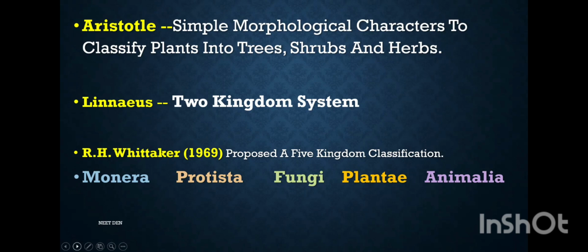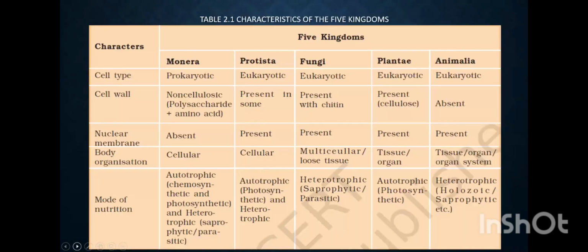Thus, in 1969, it was R.H. Whittaker who proposed a 5 kingdom classification, which consisted of Kingdom Monera, Kingdom Protista, Kingdom Fungi, Plantae, and Animalia. He came up with this 5 kingdom classification on the basis of various characteristic features like cell type, cell wall, nuclear membrane, body organization, mode of nutrition. And this is a very important table which we should revise again. So let us see what are the features of various kingdoms.